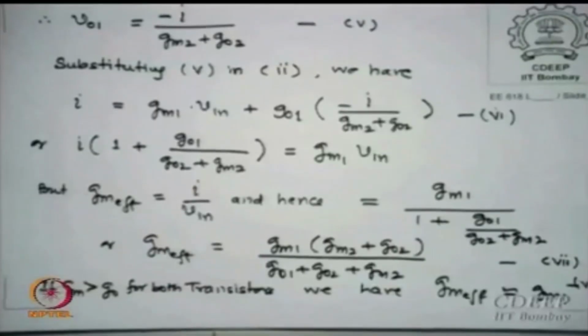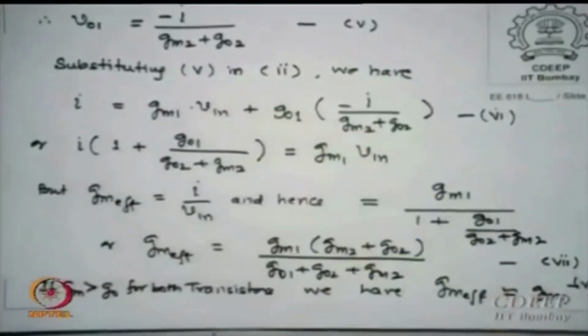But why I chose this is not even given in many books, because people do not believe that this is the way, but I want to explain to you how much cascode is really affecting you, and this is the way of explaining that. So I times 1 plus GO1 by GO2 plus GM2 is equal to GM1 V in, and therefore GM effective is I by V in, that is what you said.